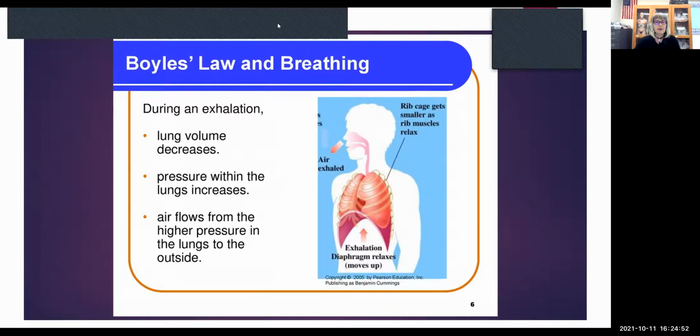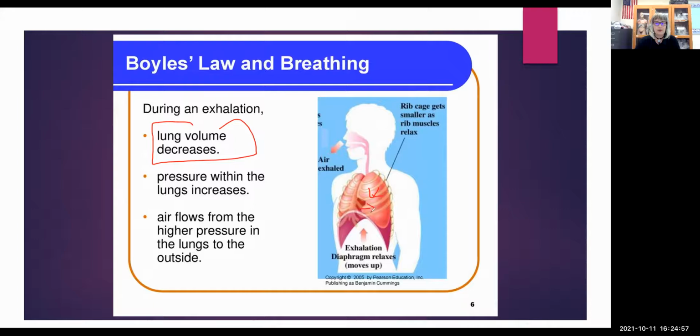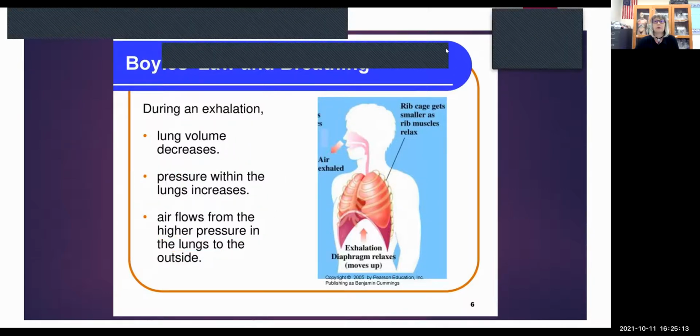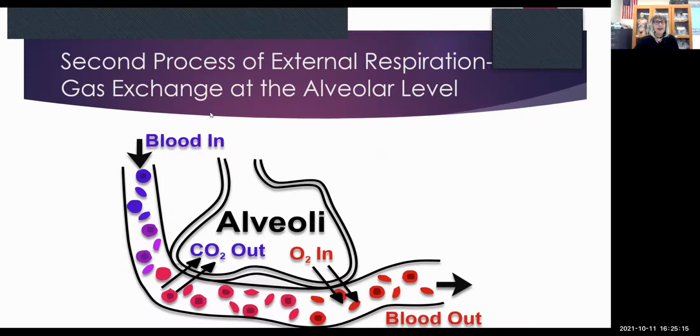And during exhalation, we have the lung volume diminish because the lungs are recoiling back to the original position, dome shape, meaning the diaphragm goes back to the original dome shape. Pressure increases, air flows from higher pressure inside the lungs to outside the lungs. All right, now we go on to our second process. The first process we talked about was ventilation. The second process we're talking about is gas exchange at the alveolar level.